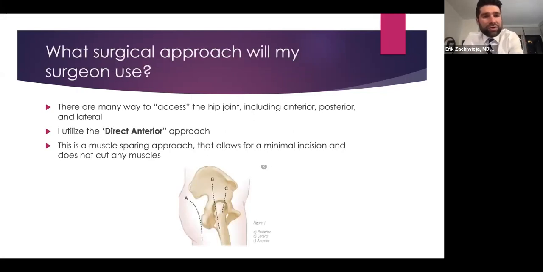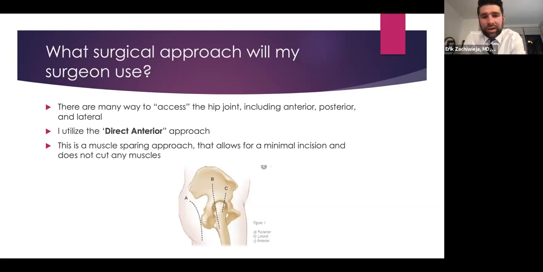Now, a very common question with regards to hip replacement is the surgical approach. I utilize a direct anterior approach, which is often referred to as a muscle-sparing, minimally invasive approach. And the reason that I use it is really twofold. Number one, it's less painful than the more traditional approach, which is through the back of the hip. And that is because I do not have to cut any muscle or tendons off of the bone, which is quite painful. So through this muscle-sparing approach, we're able to just go between the muscles and we don't have to cut anything off of the bone.